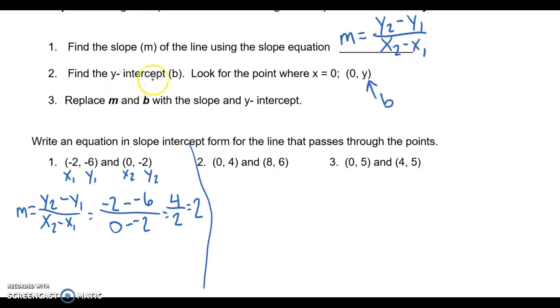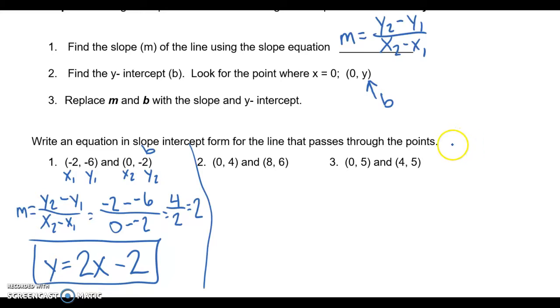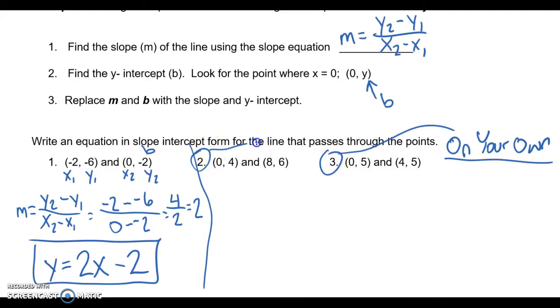Sorry, problem, we're going to squish into you. Okay, and then the b says look for the point 0 comma something, and the something is your b. Hey, look, right there, 0 comma something, so that's my b. So my equation is y equals 2x minus 2. Okay, so you are going to do problems 2 and 3 on your own. Okay, these two, that and that, are on your own for tomorrow. Hey, look, I see a 0 comma something, and you can label these and they'll be your slope. Have a good day.